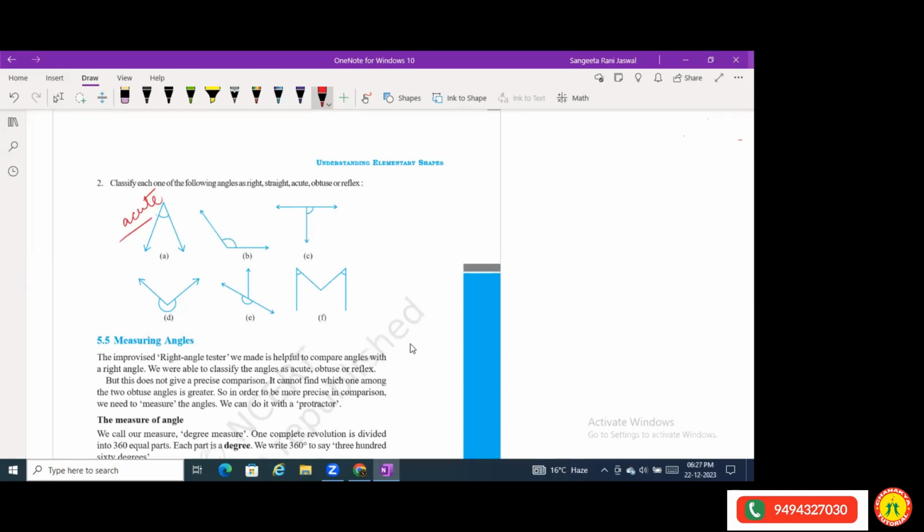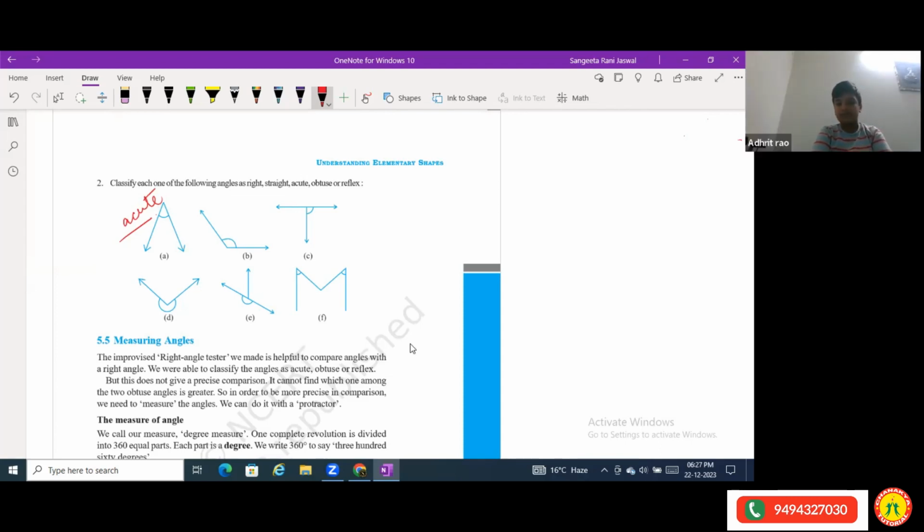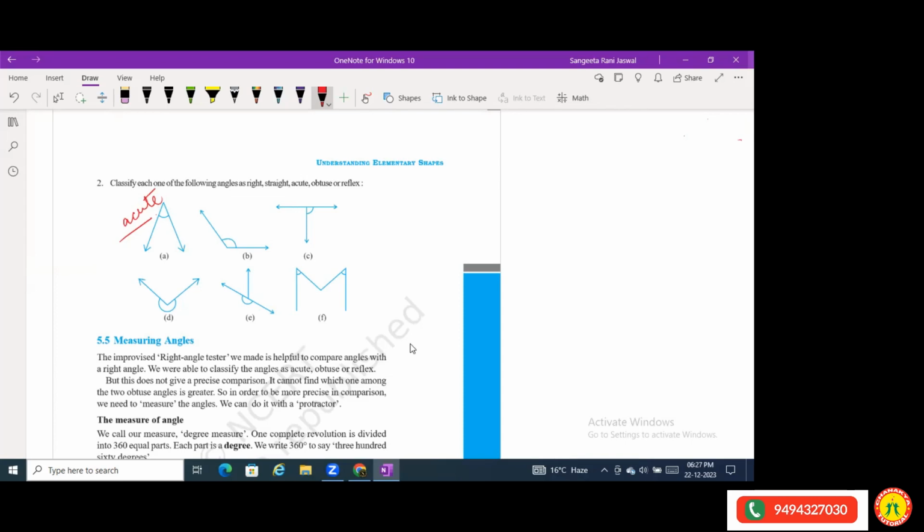Your answer is correct. Explain your answer. Yes, Adrit, why did you say acute? Because it's less than 90 degrees. Okay. Now Charvik, tell me which angle is this? Ma'am, obtuse. Why?